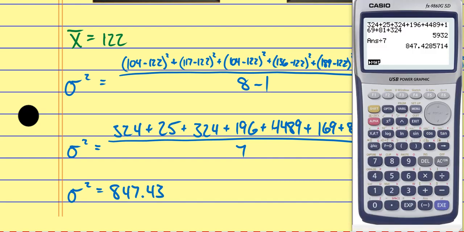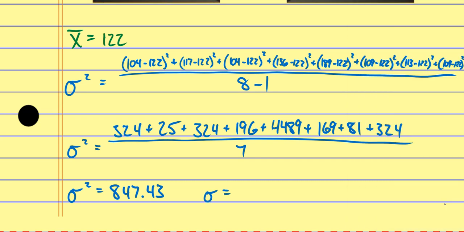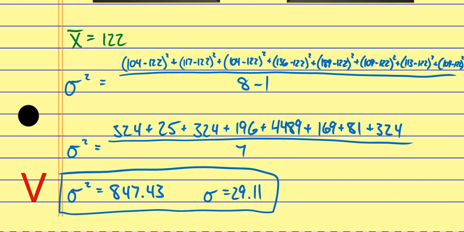Now to find the standard deviation, I do all that same stuff, and I just take the square root. So I'm just going to take the square root of this value. Again, right here in my calculator, the square root of the previous answer. And I get 29.11 here. And so that's my variance and standard deviation.